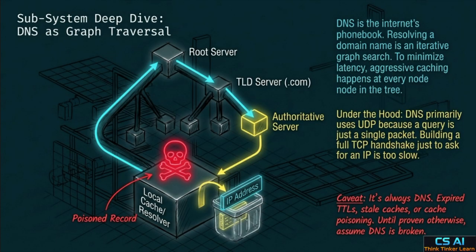Let's look at the practical subsystem, DNS. It's the internet phone book, and resolving a name is actually an iterative graph search. To minimize latency, we use aggressive caching at every node. Under the hood, DNS almost exclusively uses UDP. Building a full TCP three-way handshake just to ask for an IP address would be too slow. And a word of advice: whenever you have a weird network issue, check DNS first. Expired TTLs, stale caches, or cache poisoning are common culprits. Until proven otherwise, always assume DNS is broken.